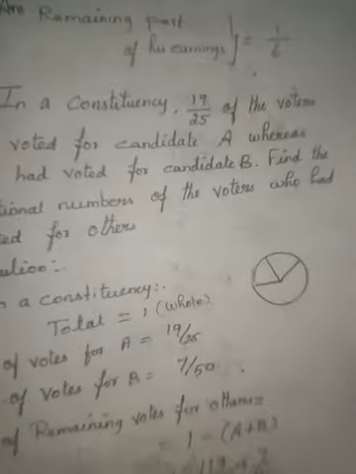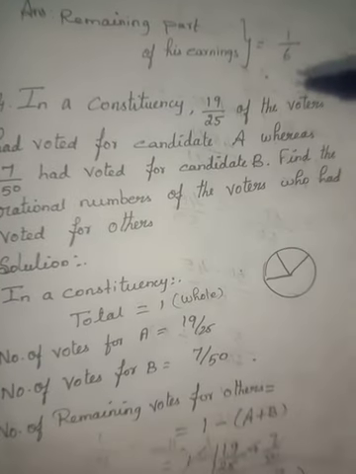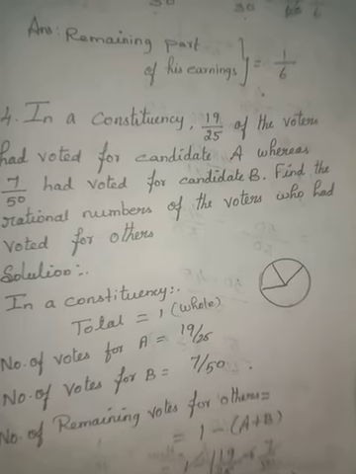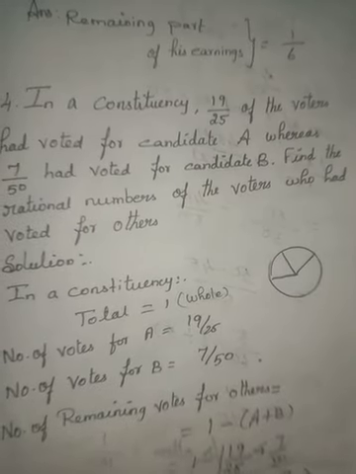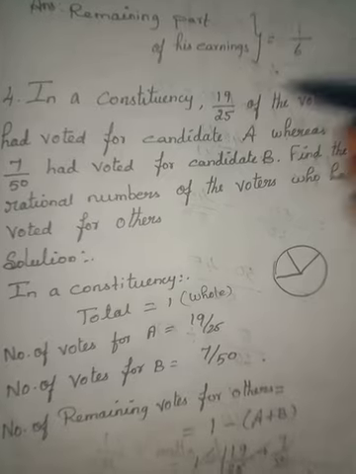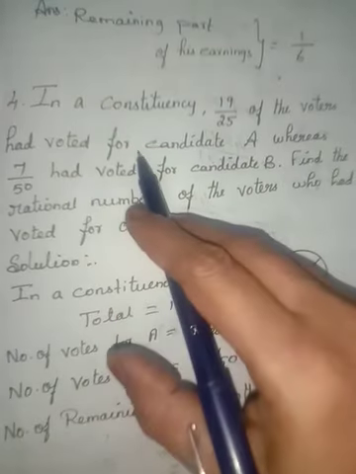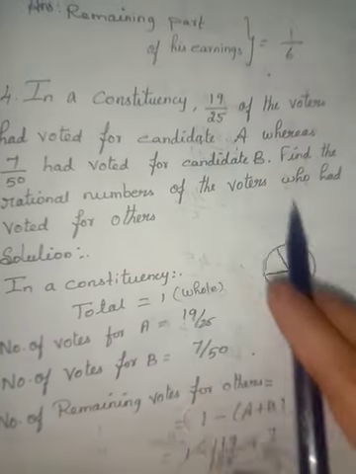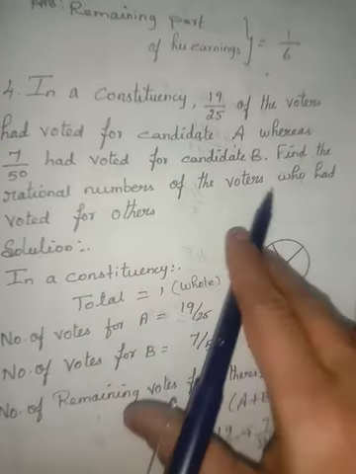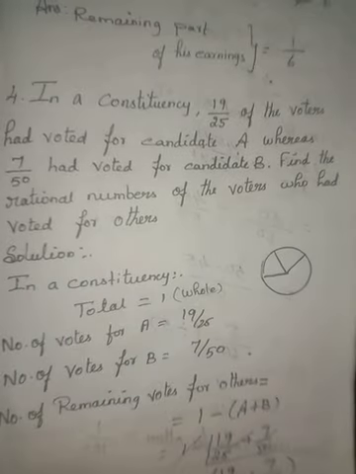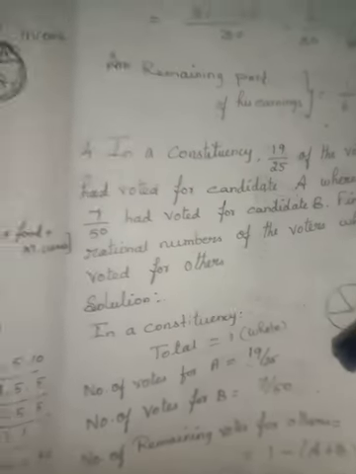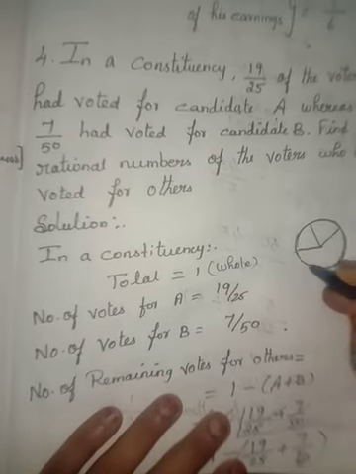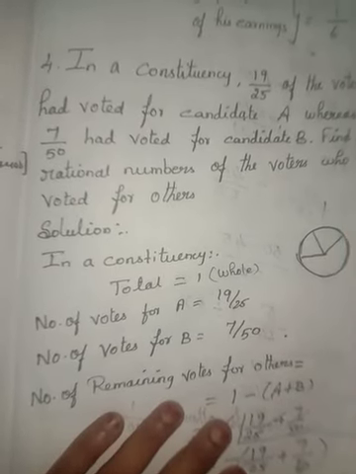Okay, the fourth one. In a constituency, that means, for example, the Kumarapalayam constituency, Namakkal, Erode, and so on. Likewise, 19/20 of the voters had voted for candidate A, whereas 7 by 50 had voted for candidate B. Find the rational number of the voters who had voted for others. This sum is also like the previous sum. Here we have the total votes. The total votes means 1.